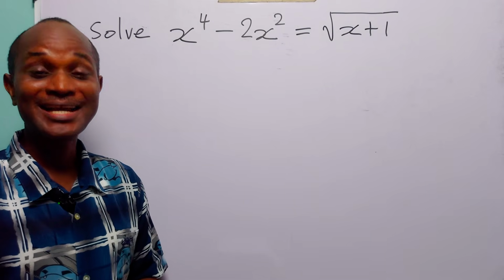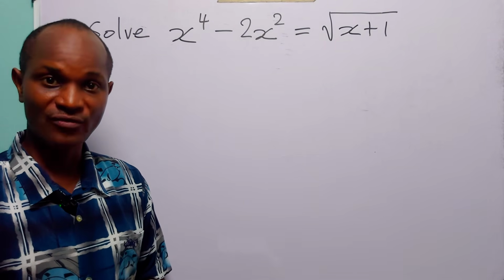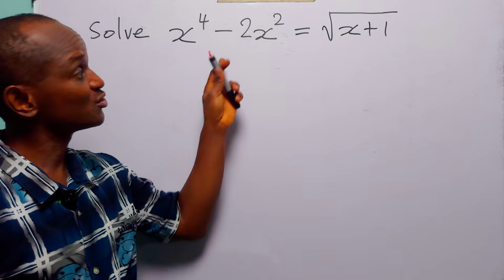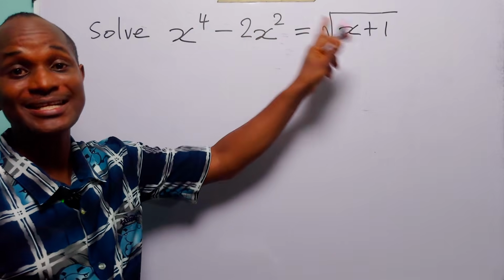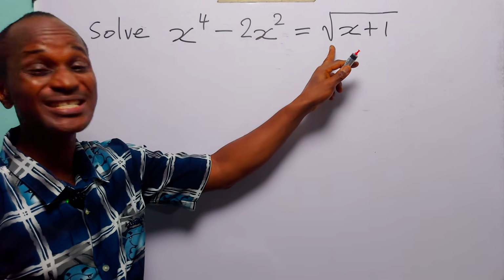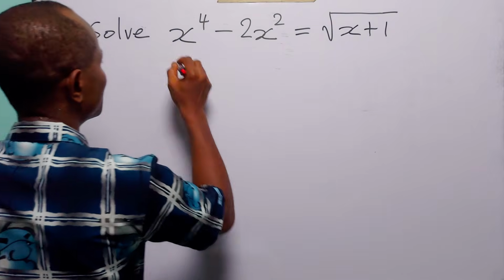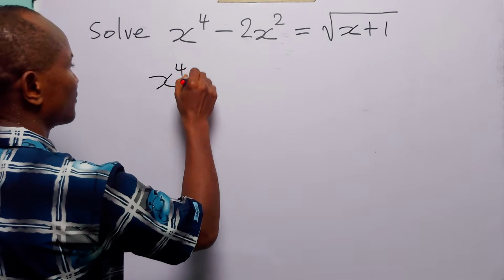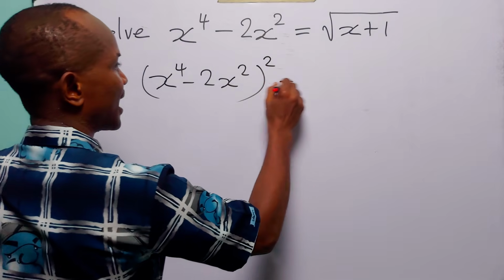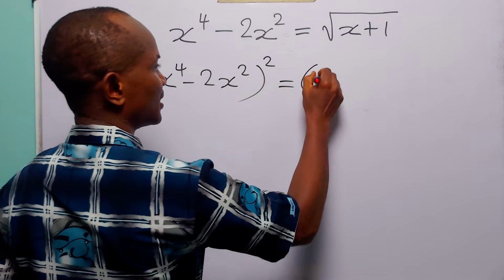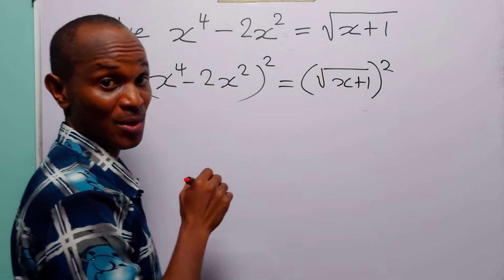Hello and welcome. In this math tutorial, our task is to solve this equation for real values of x. Now, usually when faced with such problems, the natural thing for us to do is to square both sides of the equation to get rid of this square root on the right hand side. Now, when we do that, on the left we have (x^4 - 2x^2)^2. And of course, on the right we have (√(x+1))^2.